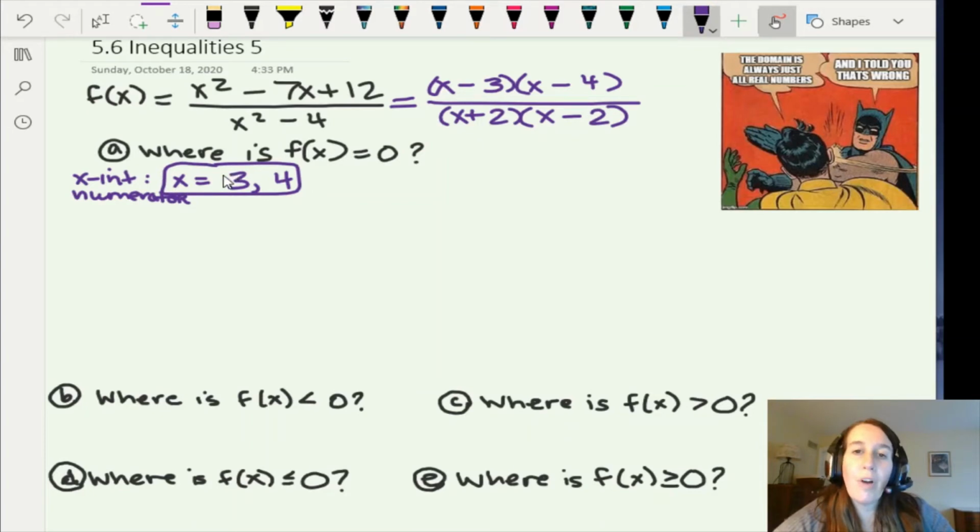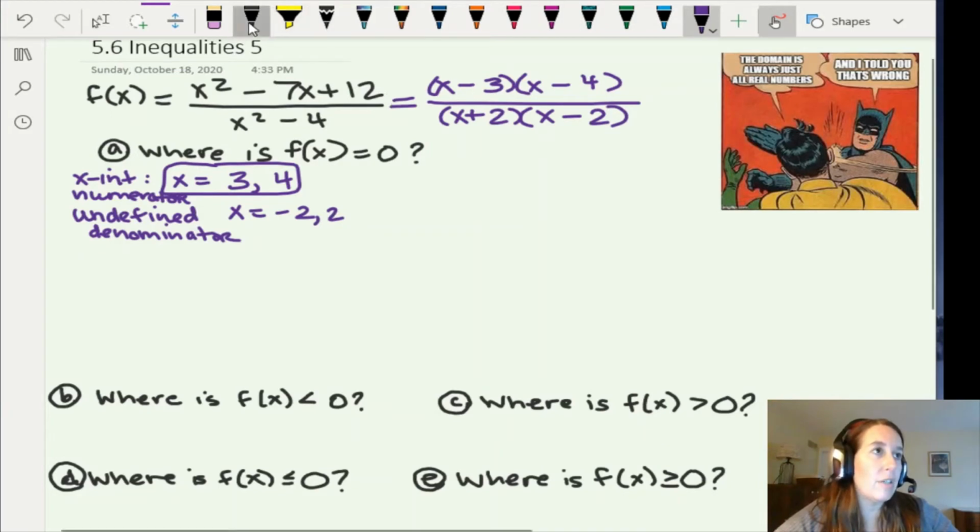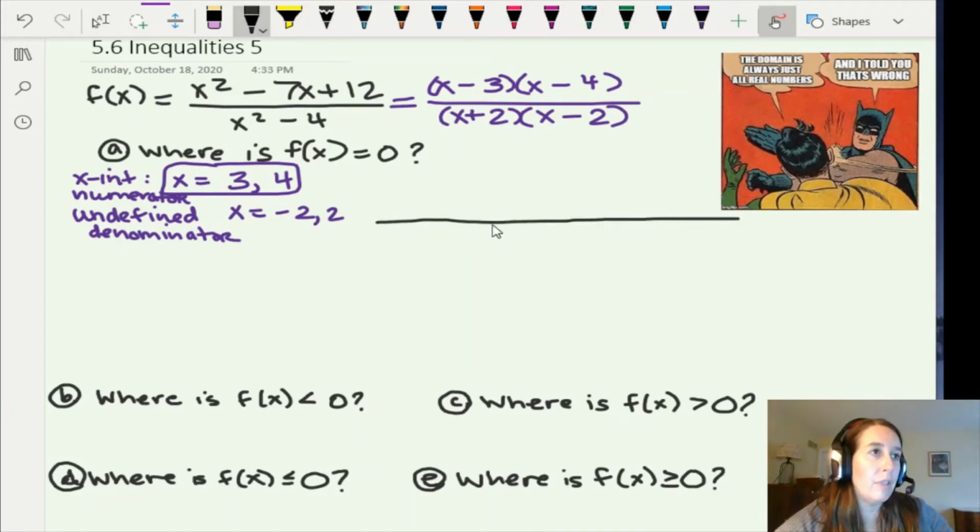But remember, for our sign chart, we also need where the function is undefined. And that is the zeros of the denominator. Okay, so the zeros of the denominator are x is equal to negative 2 and positive 2. All right, so let's create our sign chart. Throw it over here this time.